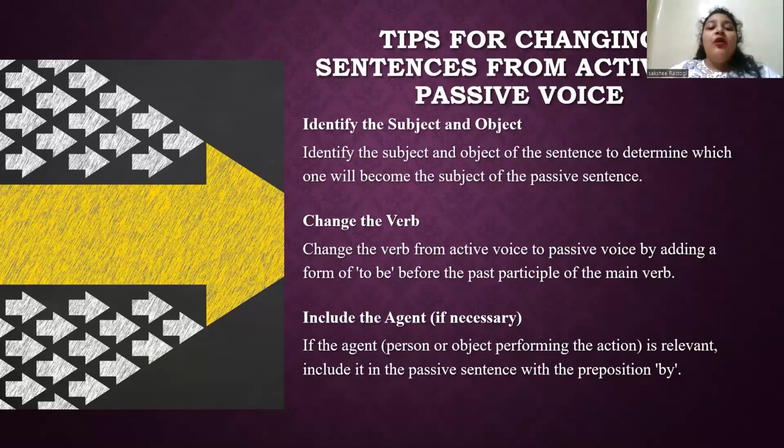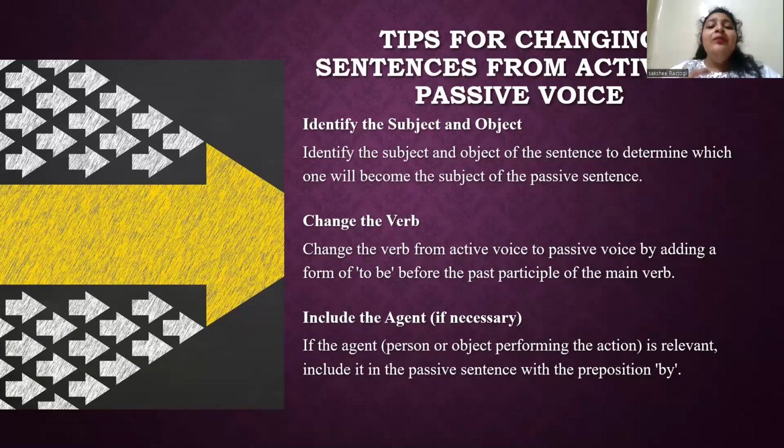Practice with different verb types means familiarize yourself with changing sentences with various verb types such as transitives, intransitives, and linking verbs. By following these steps, you will become more proficient in converting active sentences to passive voice. It also enhances your writing and communication skills.